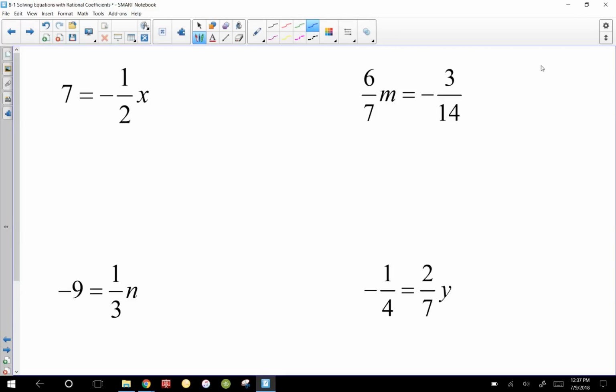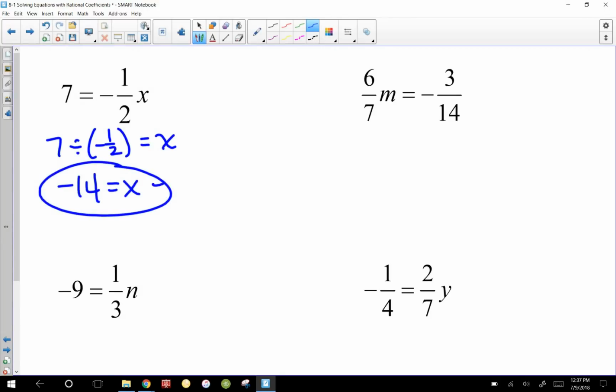Let's take a look at some where we have fractions as our coefficients. So 7 is equal to negative 1/2 times x. Same concept here. I'm going to divide by negative 1/2. I'm going to take 7 divided by negative 1/2 to tell me what x is. That's an equivalent equation in that fact family, and that is negative 14 is x. And again, I can always check that. Negative 1/2 times negative 14 is a positive 7. So I know I got the correct solution there.